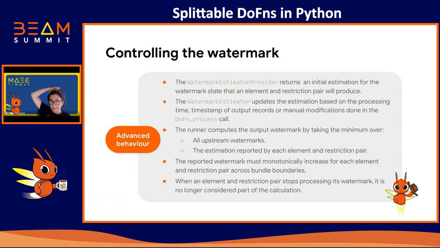And then what is the runner doing? For the computation of the actual watermark, the runner is going to take the minimum over all the upstream watermarks of all the steps that are before in the pipeline, and the estimation reported by each element and restriction pair, okay? And one thing to take into account is that the watermark must monotonically increase, okay, as we are processing the element and restriction pairs, okay? And finally, just a note, when an element and restriction pair stops processing, its watermark is not considered in this computation that I was mentioning before, okay?